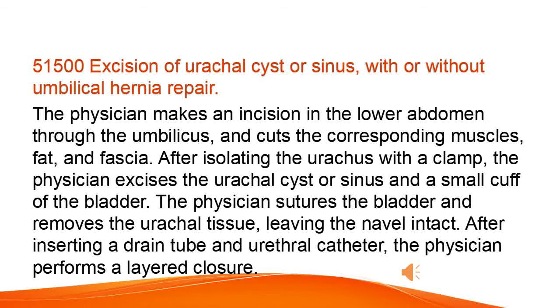Excision of urachal cyst or sinus, with or without umbilical hernia repair. The physician makes an incision in the lower abdomen through the umbilicus, and cuts the corresponding muscles, fat, and fascia. After isolating the urachus with a clamp, the physician excises the urachal cyst or sinus and a small cuff of the bladder. The physician sutures the bladder and removes the urachal tissue, leaving the navel intact. After inserting a drain tube and urethral catheter, the physician performs a layered closure.